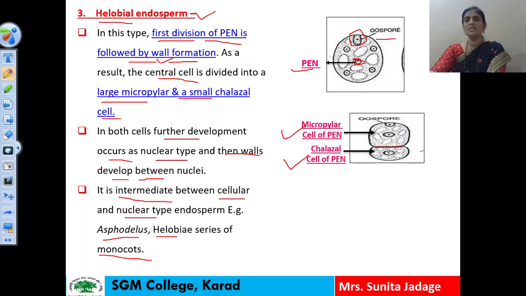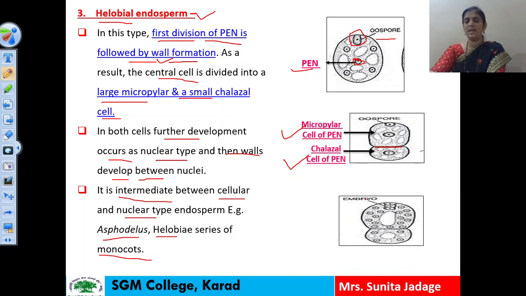Afterwards, both these cells divide mitotically and there is formation of free nuclei at the first developmental stages, and later on cell wall formation takes place and cellular endosperm is formed. In this way, the development of the endosperm takes place by both ways. First, it is cellular, forming two types of cells, larger micropylar and smaller chalazal. At the second developmental stage, nuclear endosperm is formed, and then at the third developmental stage, cellular endosperm is formed, and therefore it is known as the intermediate type between the cellular and nuclear.